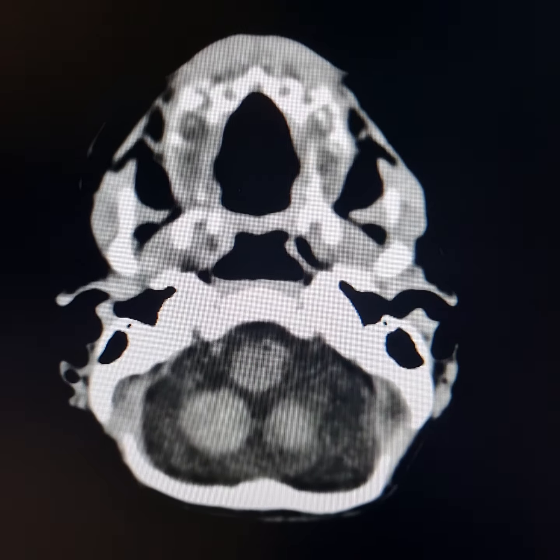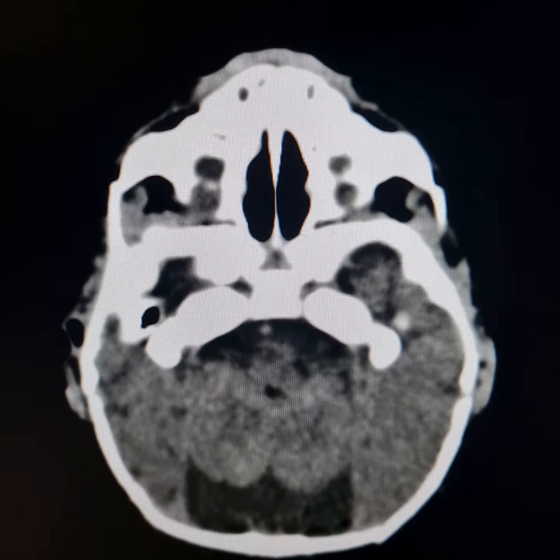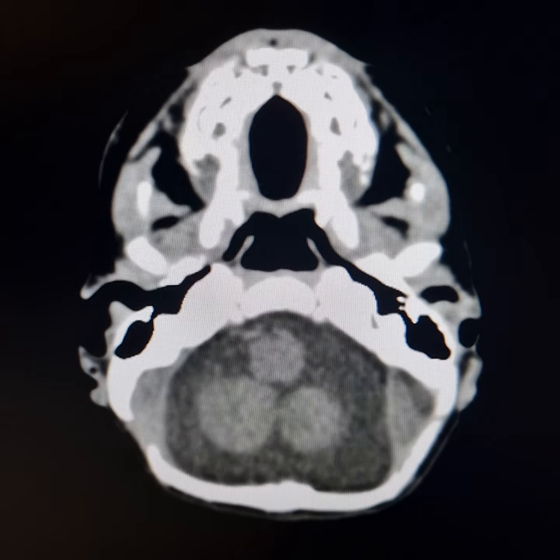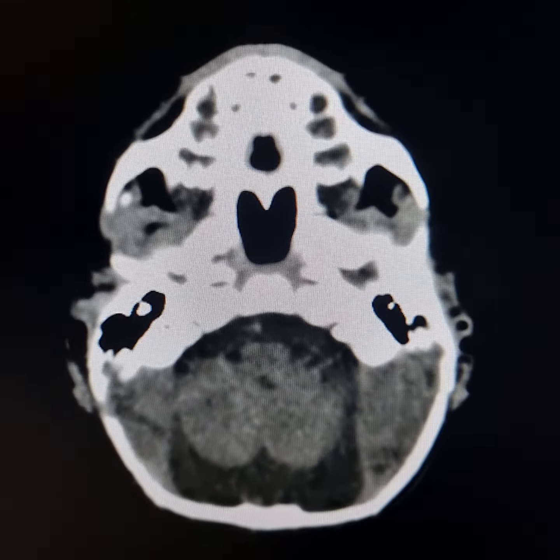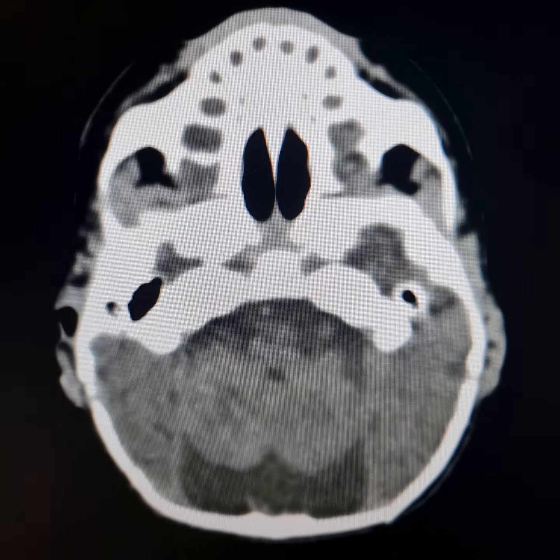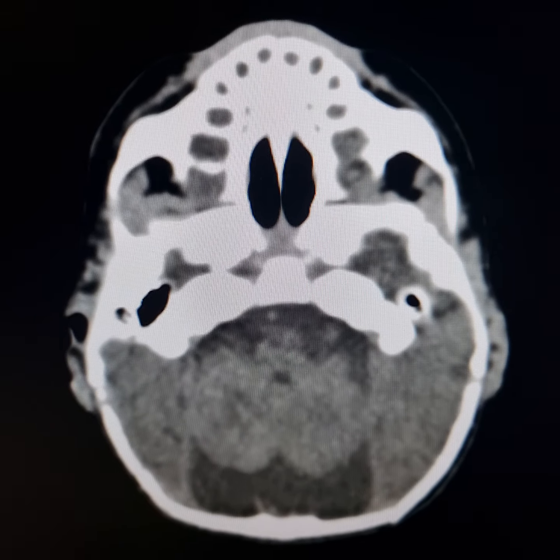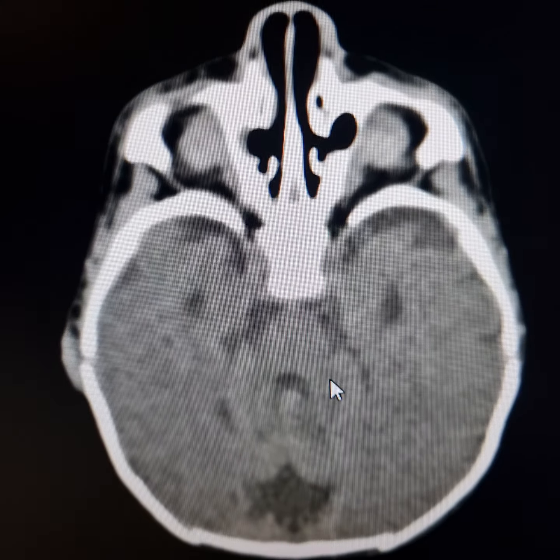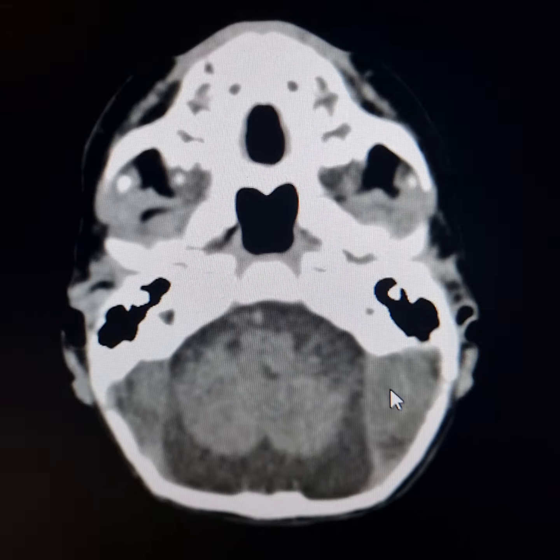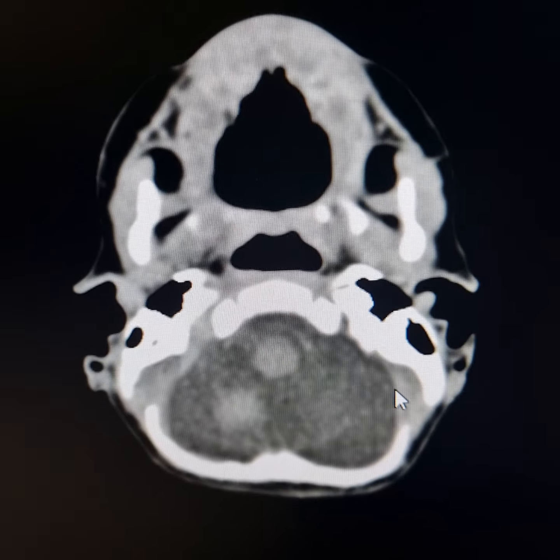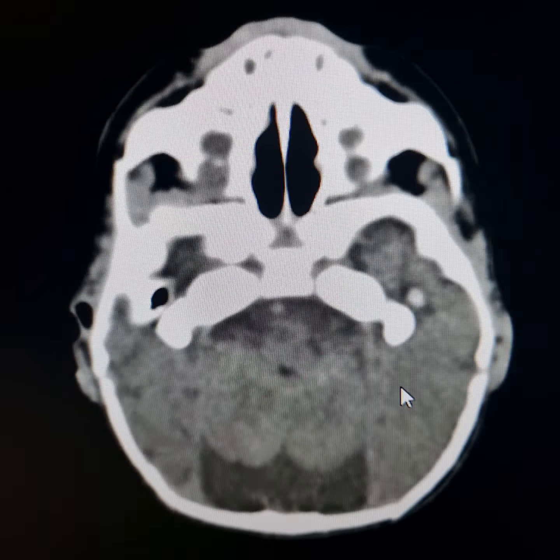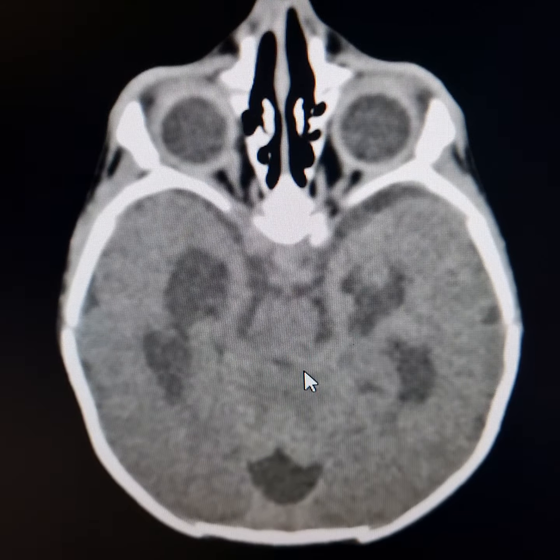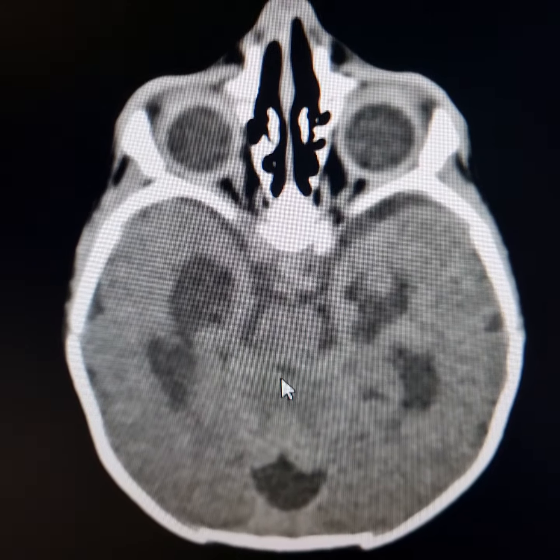This is a plain CT scan brain of a 3 months old male baby who presented with seizures. Now please observe that both cerebellar hemispheres are relatively smaller in size. This is the fourth ventricle, which is narrowed. Most of the posterior cranial fossa is occupied by CSF. There is no enlargement of posterior cranial fossa. There is aqueductal stenosis. This is the region of the aqueduct here.